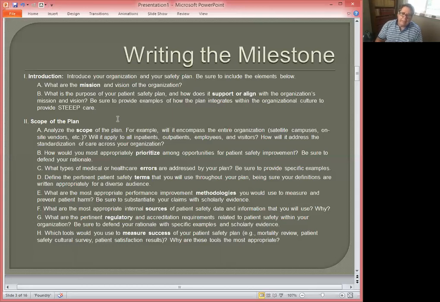And what I recommend is using the outline that is provided for your section and subheadings. So for example, in the first portion, you are going to want to have the introduction, and then your subheading would be mission of the organization. And then your second subheading would be how does the purpose of your proposed patient safety plan support or align with the organization's mission or vision, and provide some examples of how the plan integrates the organizational culture into the STEEP care method.